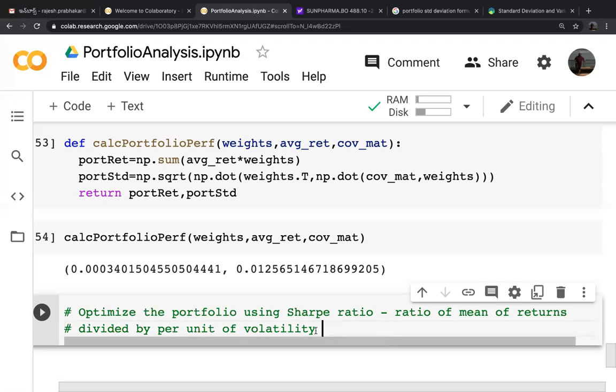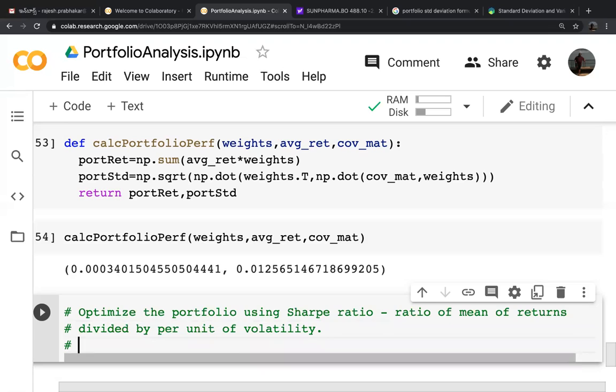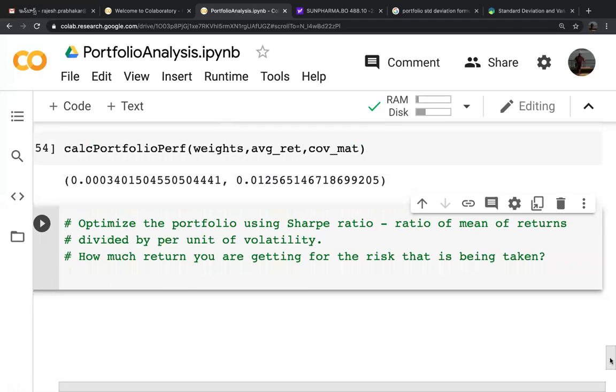Now, basically, what Sharpe ratio will tell you is how much return you are getting for the risk that is being taken. So this is the importance of Sharpe ratio. How much return you are getting for the risk that you are taking on your portfolio. That is what Sharpe ratio tells you.